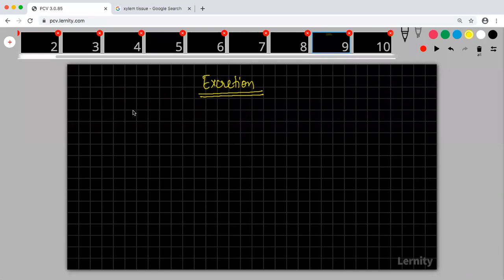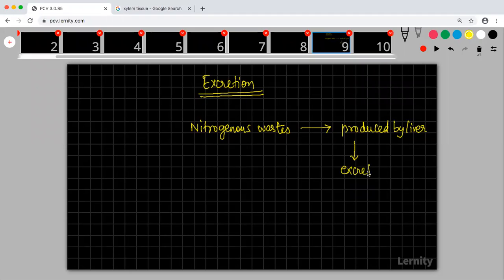We have studied that nitrogenous wastes are produced by the liver and then excreted by the kidney.